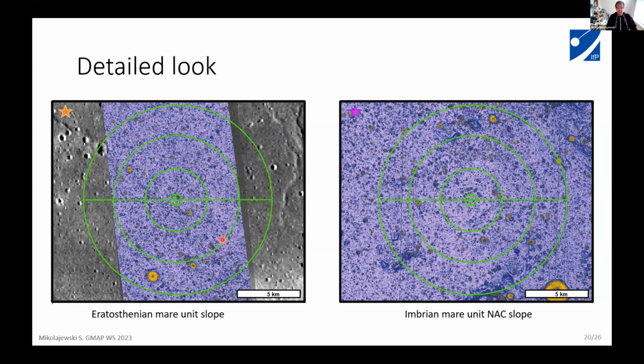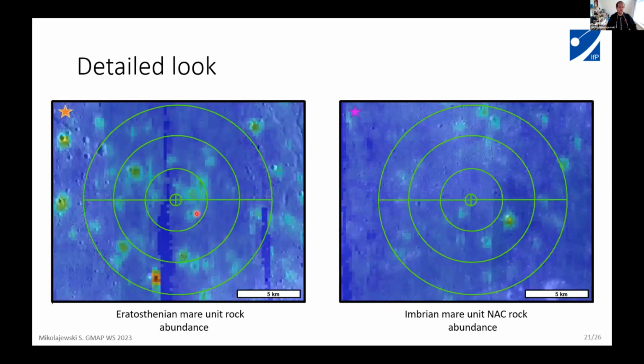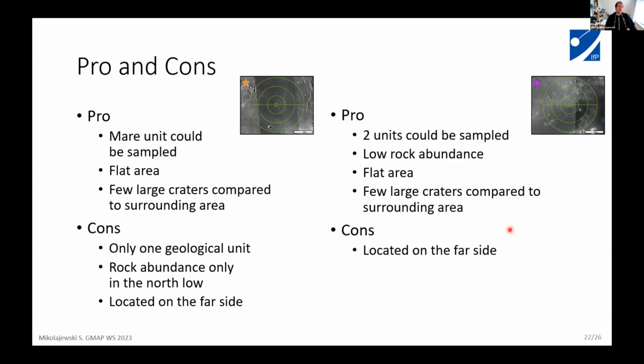And last but not least, we look at the rock abundance of the area. And here you can see that on this unit, it would be safer to land a bit more to the north. Here we have only a larger rock concentration from this fresh impact crater located here. So to sum this shortly up, at the orange landing site, we can sample one Mare unit. The area is relatively flat, and there are few large craters compared to the surrounding area. The cons are that we can only sample one geological unit. The rock abundance is only low in the northern part of the area, and it is located on the lunar far side.